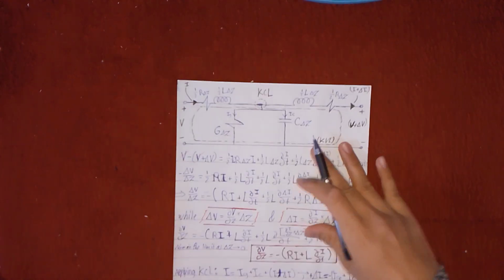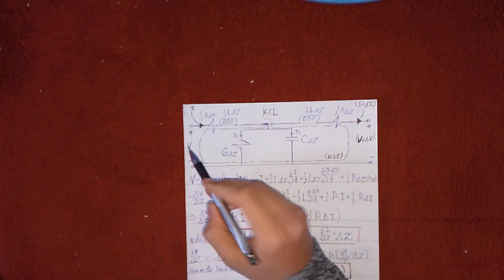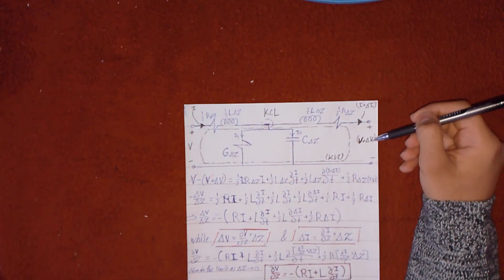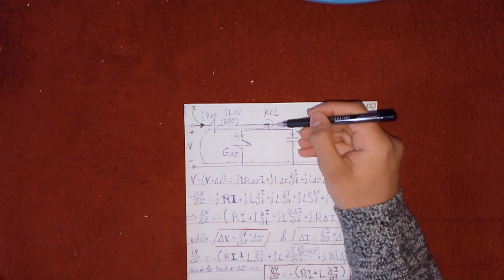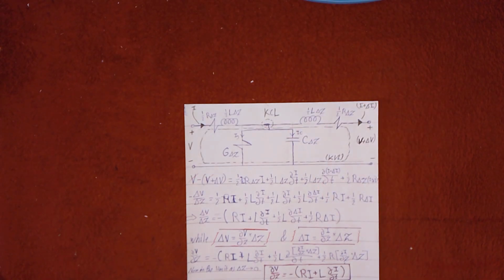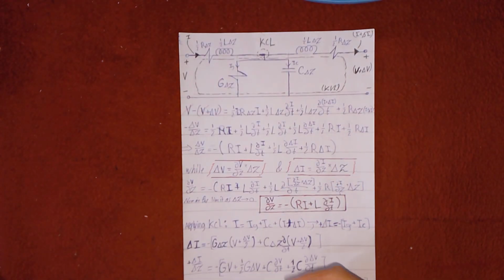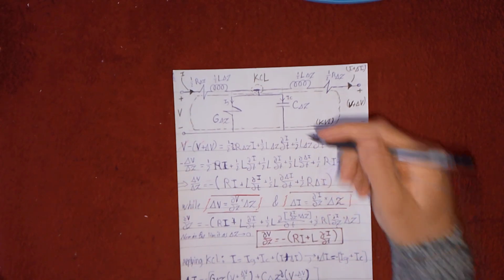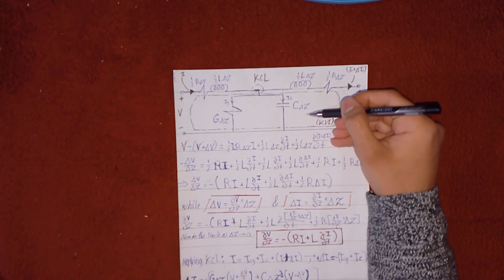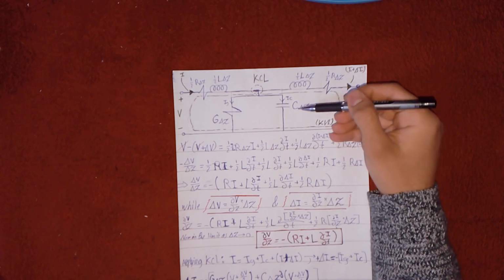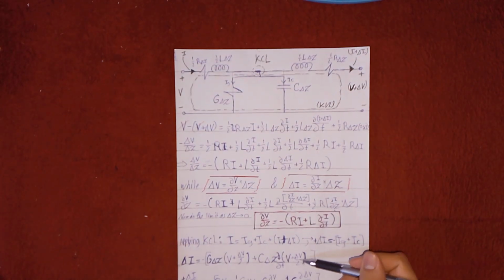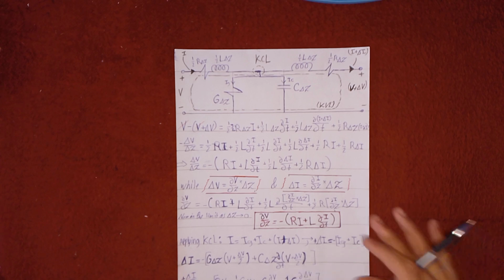And what is the voltage? Here the voltage V increased by delta V over this entire distance, so it will increase by delta V over 2 at the midpoint of the distance. So negative the conductance G delta Z times V plus delta V over 2, plus the current Ic, which is the capacitance times the partial derivative of the voltage across the capacitor with respect to time, C delta Z partial V plus delta V over 2 with respect to time.